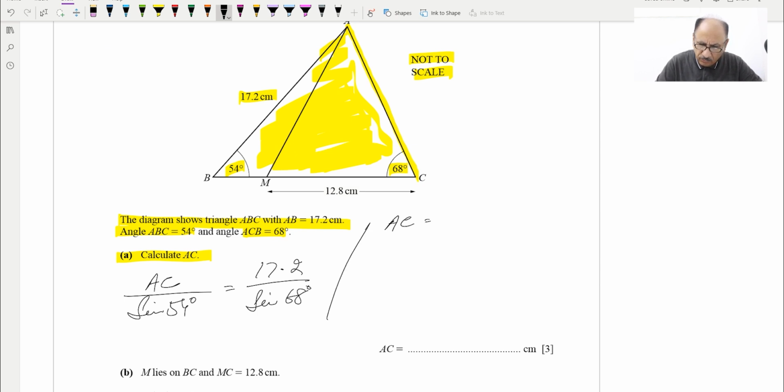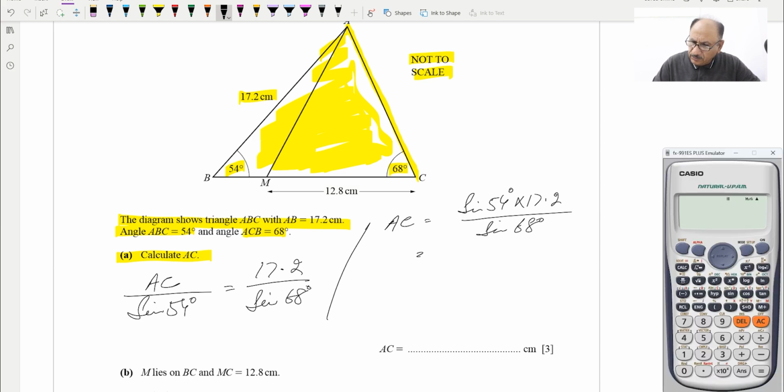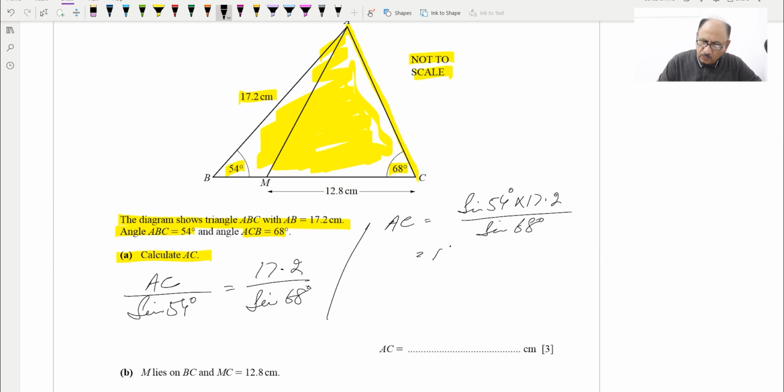AC will be equal to, we'll shift sine of 54 to the side, and multiply by 17.2 divided by sine of 68 degrees, and this will give us the length of AC. Your calculator should be in degree mode, and multiply by 17.2 over sine of 68 and close, and this is giving us 15. So 15 centimeters will be this length.